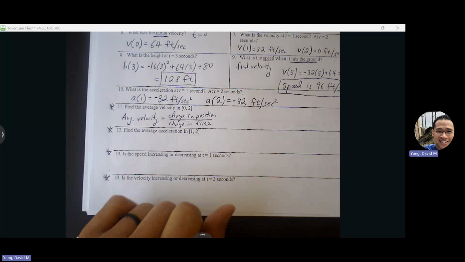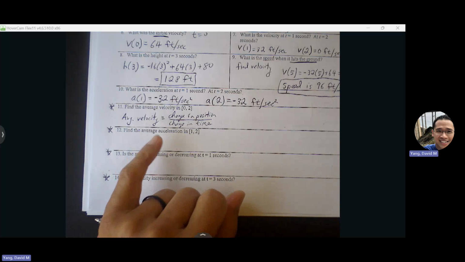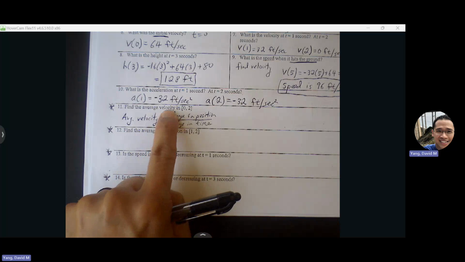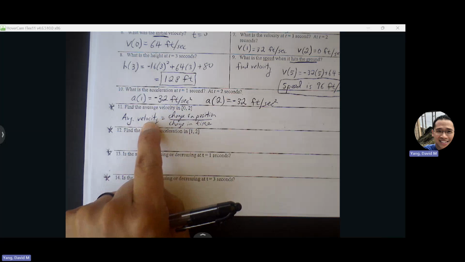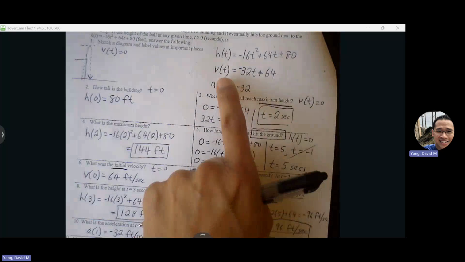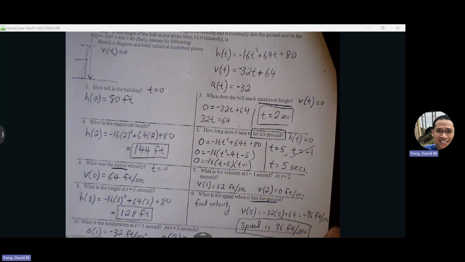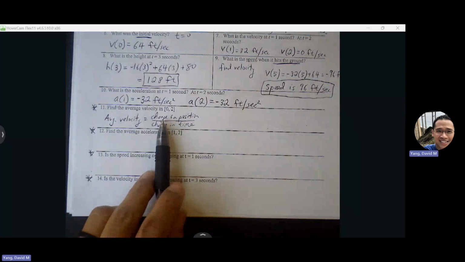And the reason why this is troublesome for many of us is because we see the word velocity and your natural tendency is you want to use the velocity function. But your velocity function is going to give you the instantaneous velocity. That's not what we want. We want the average velocity. We just want the change in position over the change in time. So we're going to use the function above it.